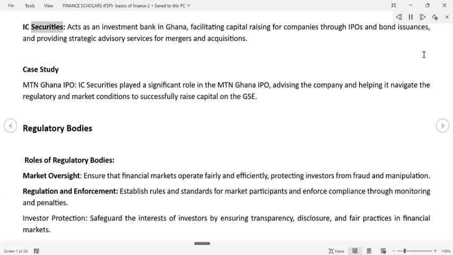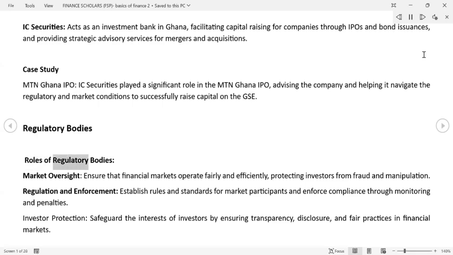Example: IC Securities acts as an investment bank in Ghana, facilitating capital raising for companies through IPOs and bond issuances, and providing strategic advisory services for mergers and acquisitions. Case study: MTN Ghana IPO. IC Securities played a significant role in the MTN Ghana IPO, advising the company and helping it navigate the regulatory and market conditions to successfully raise capital on the GSE.